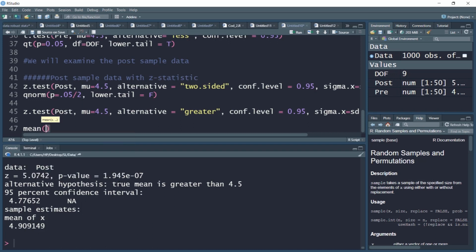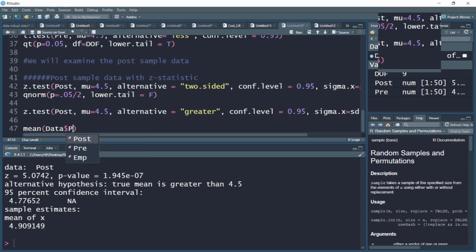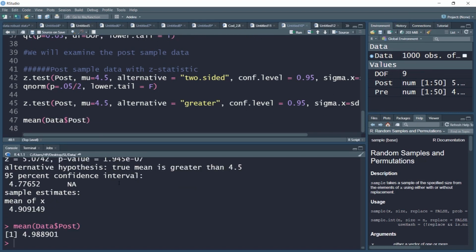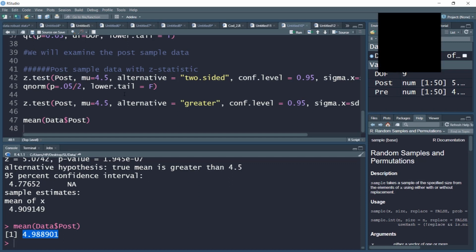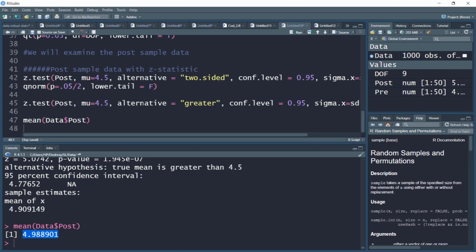Let's look at the mean of the population. So that is data$post, and it appears that indeed the mean of the population, in this case the original 1000 observations, is much larger than the 4.5 value. This is also an early indication that there is indeed some impact of training and development on the population, which we have inferred from the sample statistic. So with this, we have understood hypothesis testing on post data using the Z-test statistic, and now we'll conduct the t-test statistic hypothesis testing on our data.